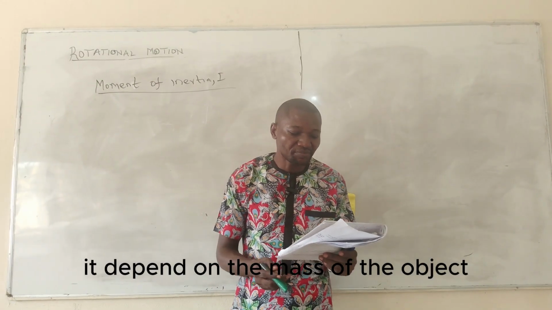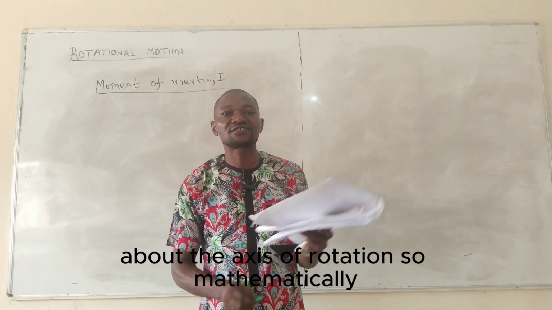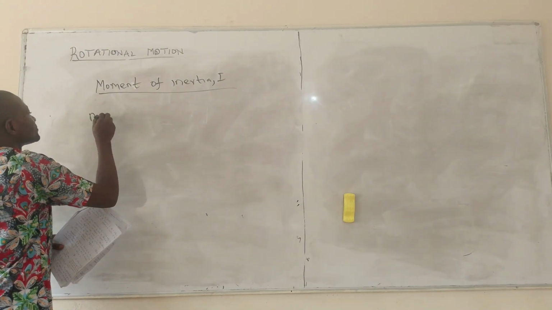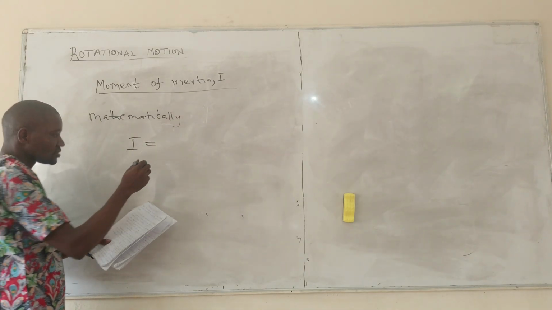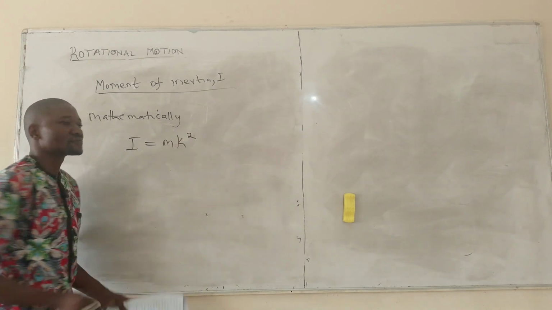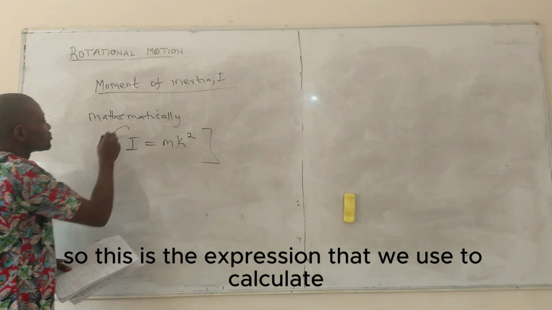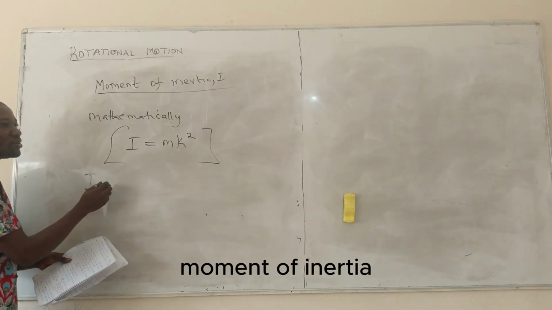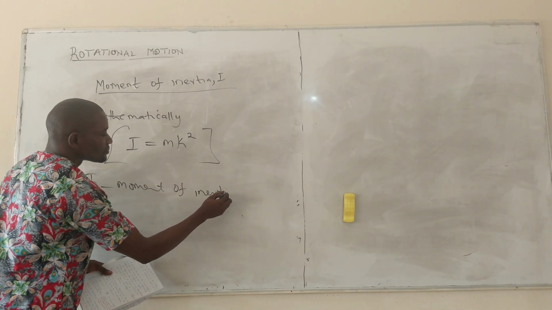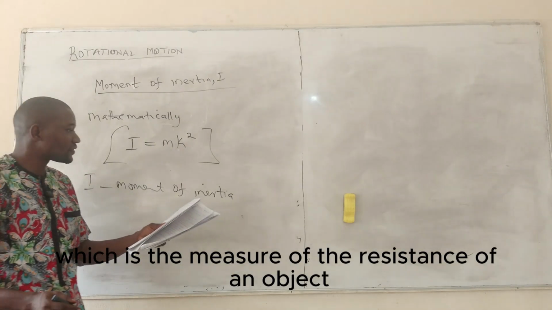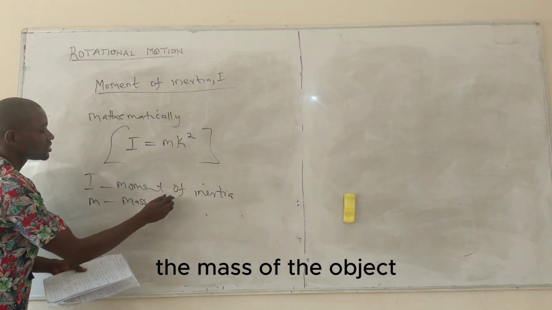So moment of inertia depends on the mass of the object and the distribution of the mass in the object about the axis of rotation. So mathematically, moment of inertia is equal to mass of an object times the radius of gyration. So this is the expression that we use to calculate moment of inertia. I is the moment of inertia, which is the measure of the resistance of an object to changes in its rotational motion. M is the mass of the object.